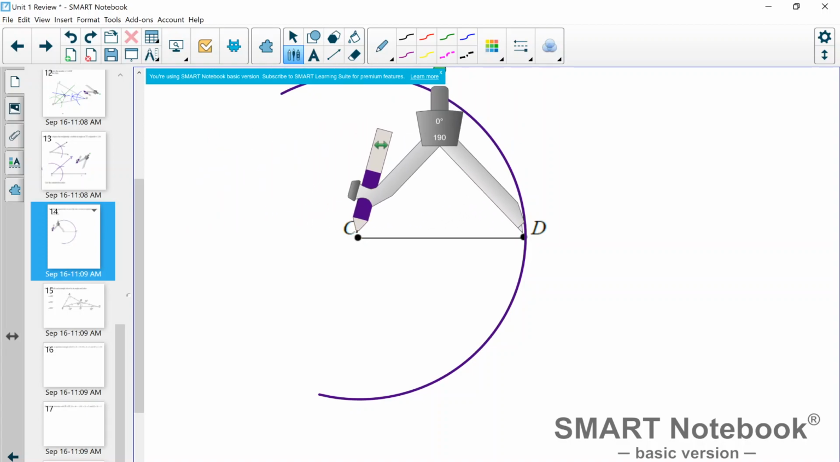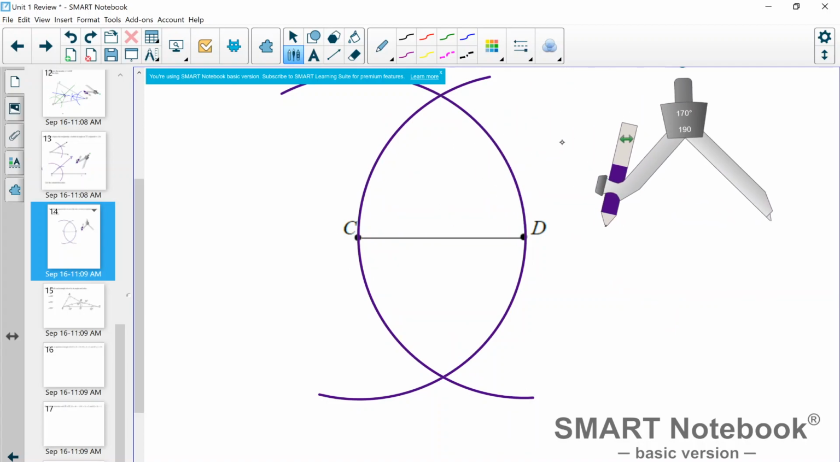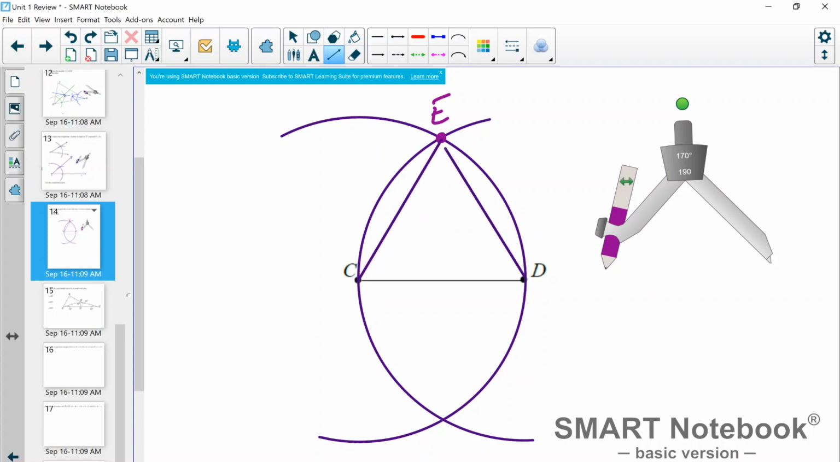And once you're set, we'll swap it. Now our bullseye is on point D, pencil is on point C, and we'll make another swoop. What I now have is two reference points. So instead of drawing a line straight through like we would for a perpendicular bisector, I can use either of these points of intersection as the third point of our triangle. So if we use the top side of CD, we'll label it E, and I will connect C to E and D to E. So there's an equilateral triangle.